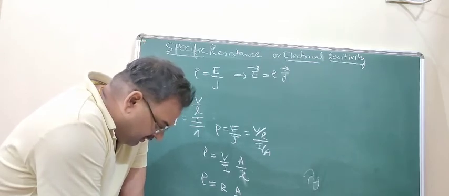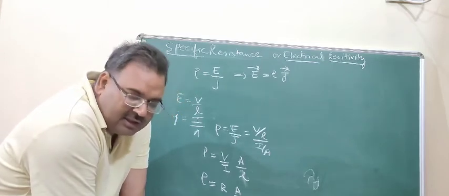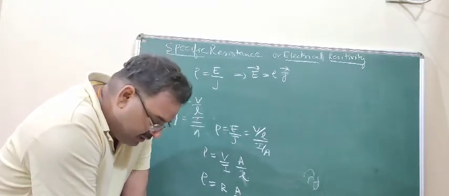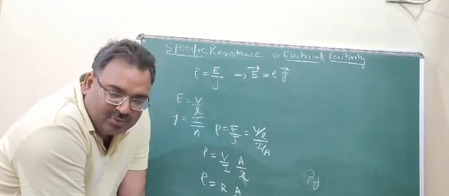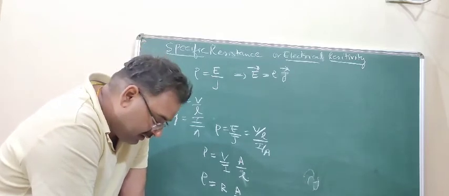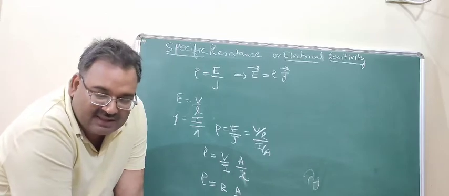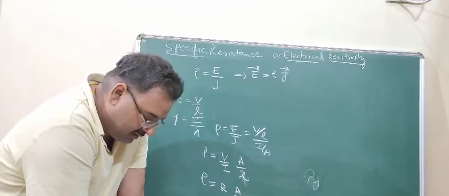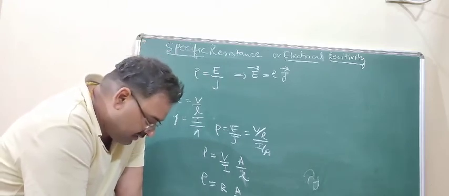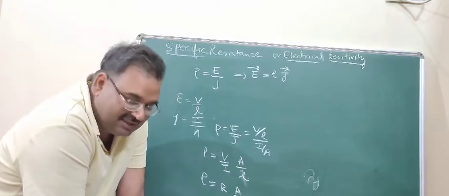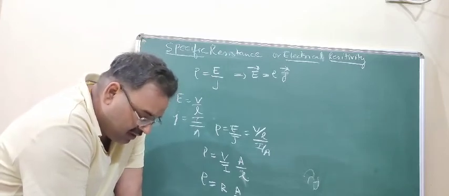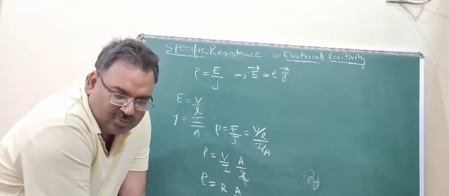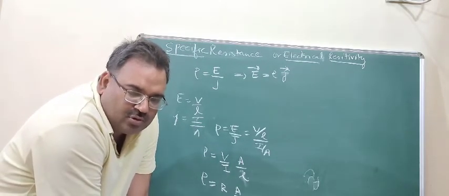Now let us take a conducting wire of length L, area of cross section A. We apply a potential difference V across the ends of the conductor. What will happen? A steady current I will start to flow through the conductor. Suppose the intensity of the electric field E and the current density J are constant at all points within the wire. So the electric field is constant at all points and the current density is also constant at all points.